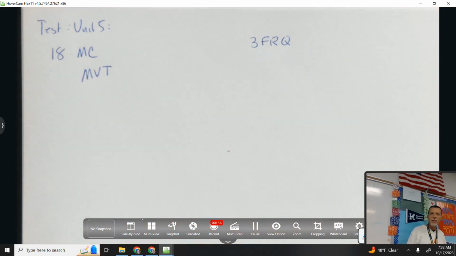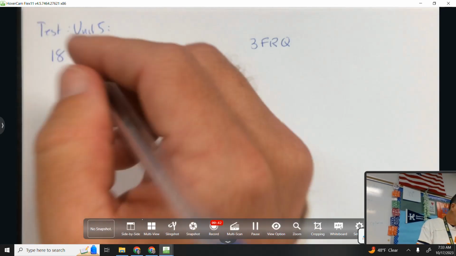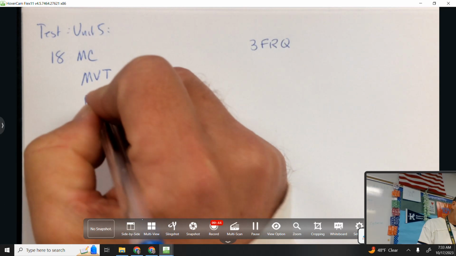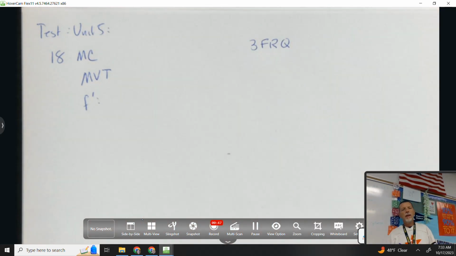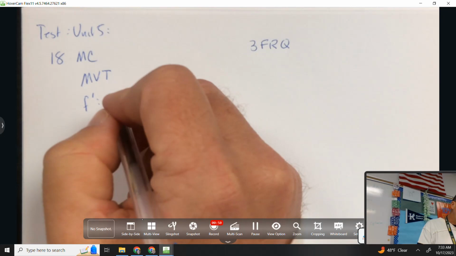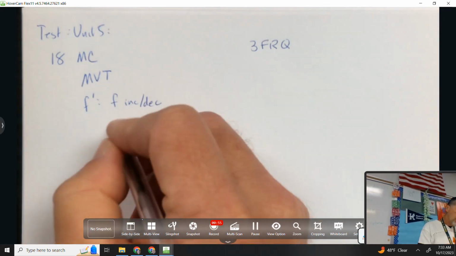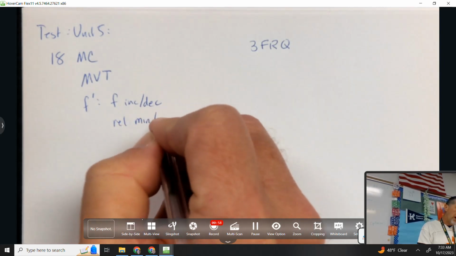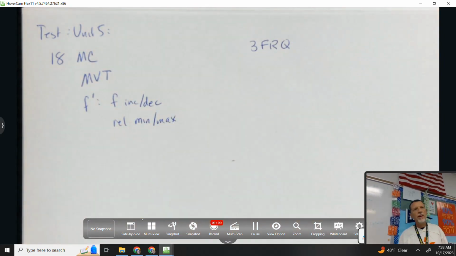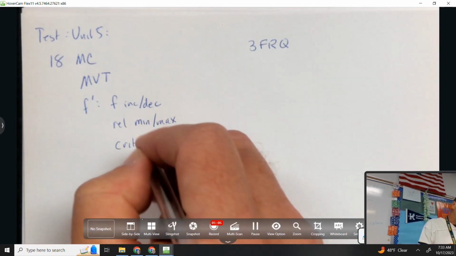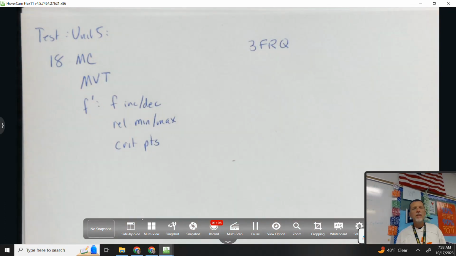MVT is definitely in there. Mean value theorem. Calculus slope equals algebra slope somewhere. And then this idea that f prime tells you if f is increasing or decreasing. It helps you find the relative min and max, right? Because that's related to increasing and decreasing. F prime has to do with critical points, right? That's where f prime is 0 or undefined. It gives you your potential maximums and minimums.